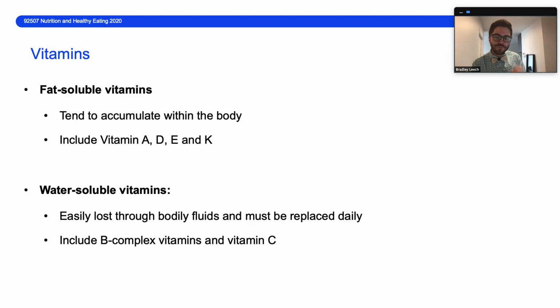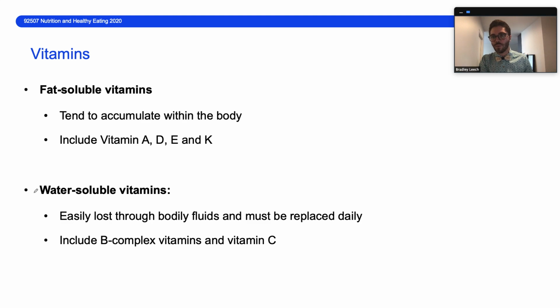Your fat-soluble vitamins include vitamin A, vitamin D, E, and K. The beauty of these fat-soluble vitamins is that they can accumulate and store within our body, meaning that we don't necessarily need to consume them on a daily basis, because we can have a store. We can discuss in the next slide how that could result in toxic overload of some of these fat-soluble vitamins.